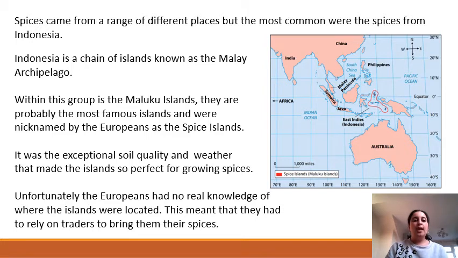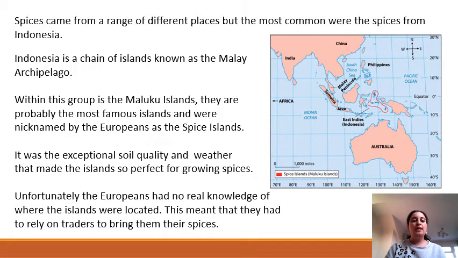So the spices came from a range of different places, but the most common were spices from Indonesia. You can see on the map that the Indonesian islands are circled in red. You can see where they are in relation to China and Australia. Indonesia is a chain of islands known as the Malay Archipelago. Within this group are the Maluku Islands, which were probably the most famous and were nicknamed by the Europeans the Spice Islands.